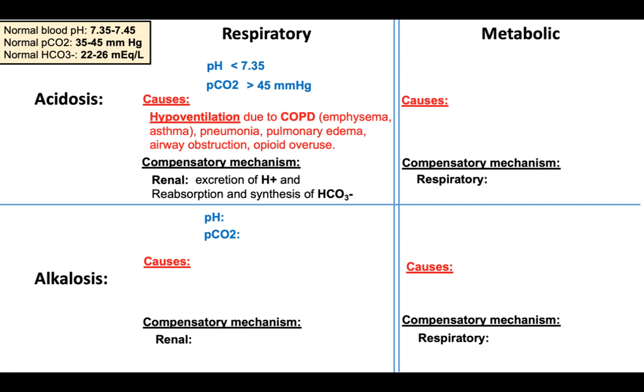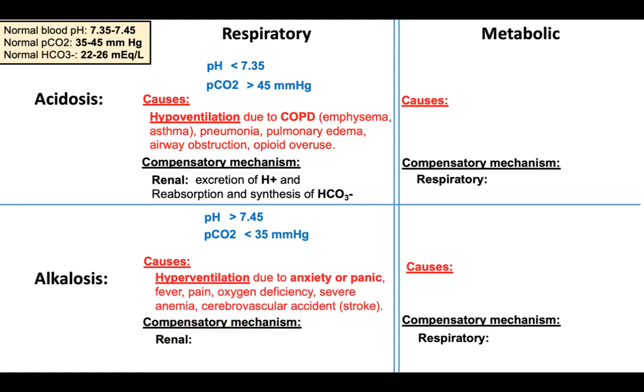Okay, now let's look at respiratory alkalosis. High pH, low carbon dioxide. Causes: hyperventilation, could be due to anxiety, panic attacks, severe fever, pain, oxygen deficiencies, severe anemia, and stroke.